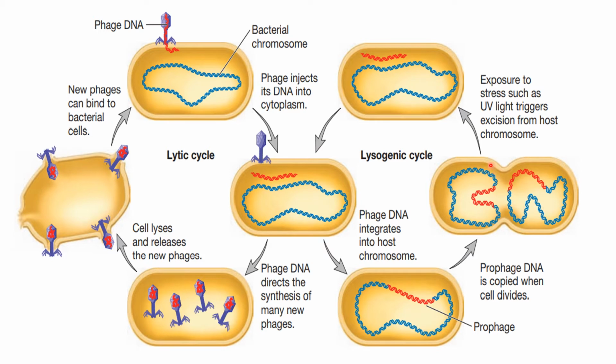Now, after many generations, because of some stress or some type of trigger, the viral DNA will come out of the bacterial DNA. It could be UV light or it could be some other trigger. So at some point the viral DNA will come out of the bacterial DNA and will carry out the normal lytic cycle that you have seen before. So this is how the lysogenic cycle will happen.